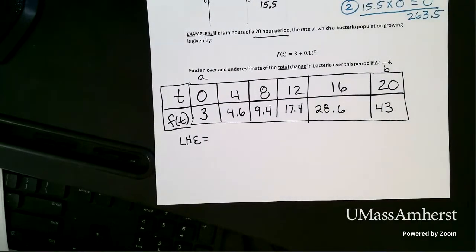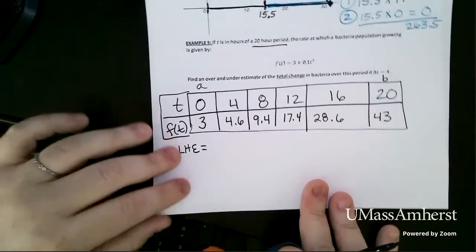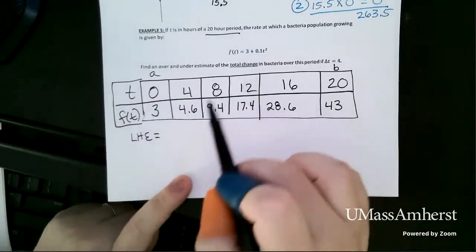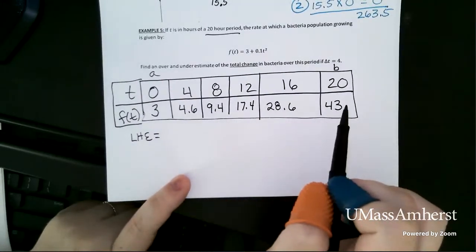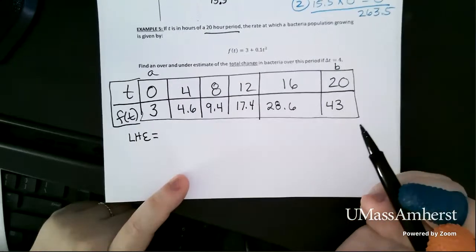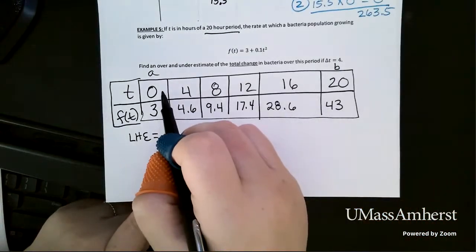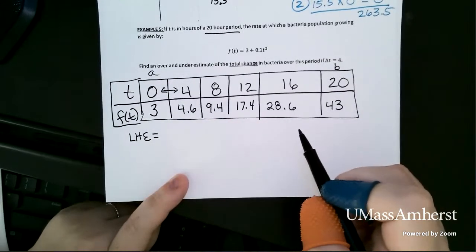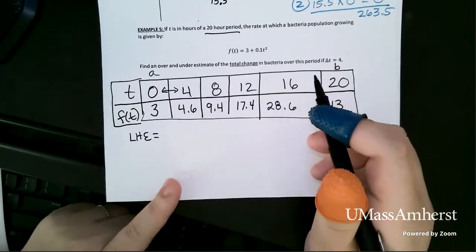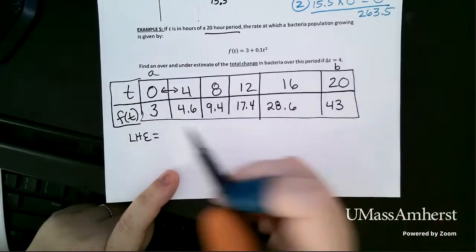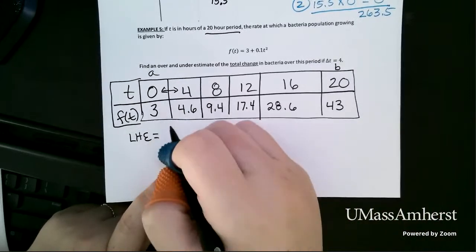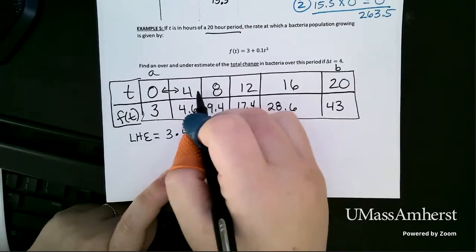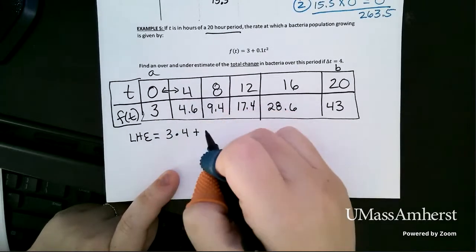All right. So again, we generate our table by plugging each of our independent values into the function, and we get the following rates. To do a left-hand estimation, we're going to look at time intervals of 4 hours, since delta t equals 4. So for rate times time, for the first 4-hour period, we're going to pick the rate on the left. So we have 3 times 4, plus now for the next 4-hour period, we pick the rate on the left.